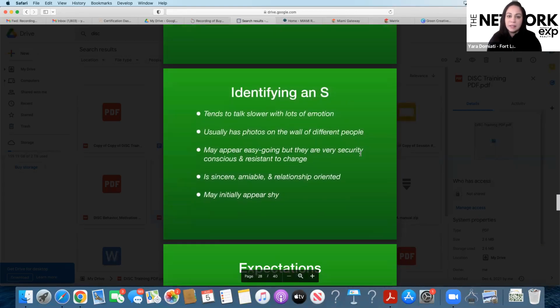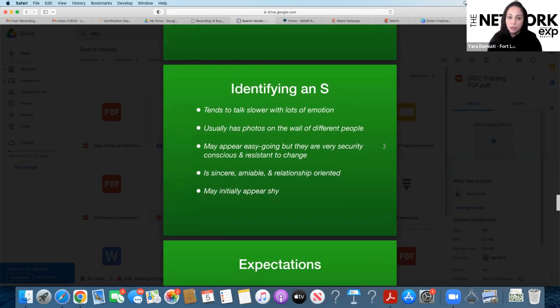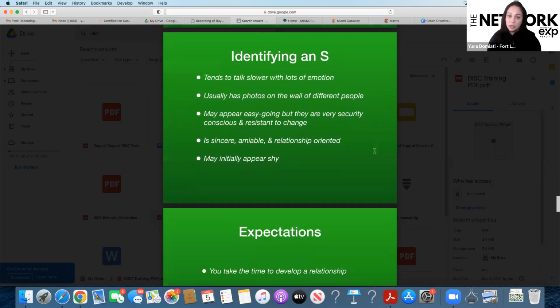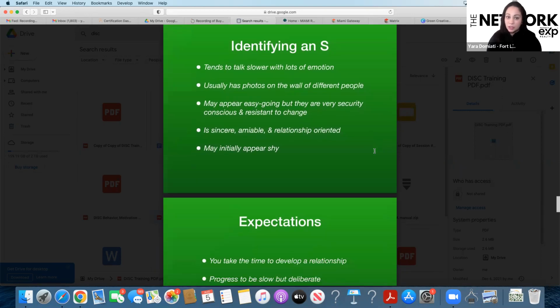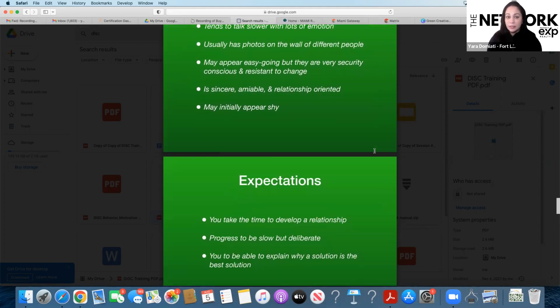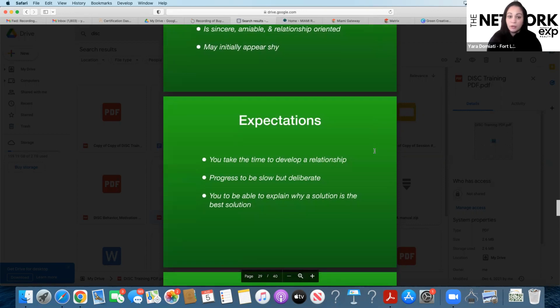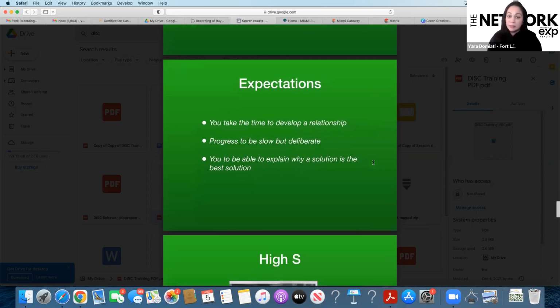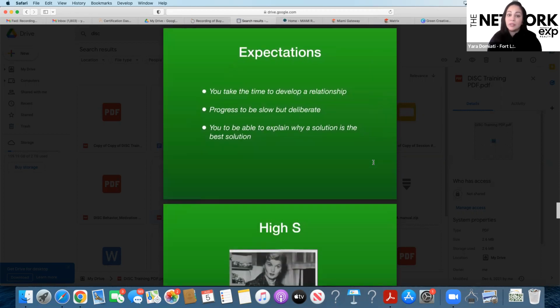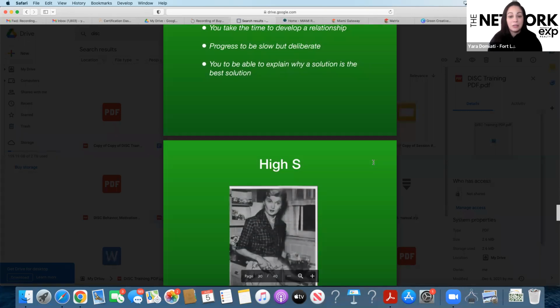Identifying an S, they tend to talk slower with lots of emotion, and usually have photos on the wall of different people. They may appear easygoing, but they are very security conscious and resistant to change. They're sincere, amiable, and relationship oriented. They may initially appear shy. Their expectations: you take time to develop a relationship, you progress slow but deliberate, and you are able to explain why a solution is the best solution.